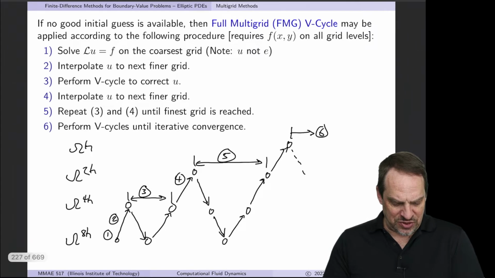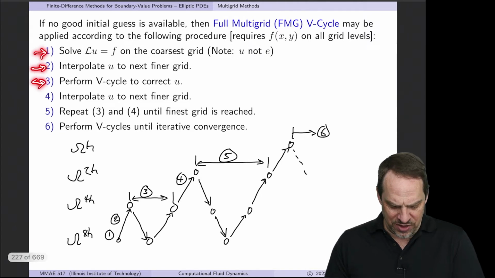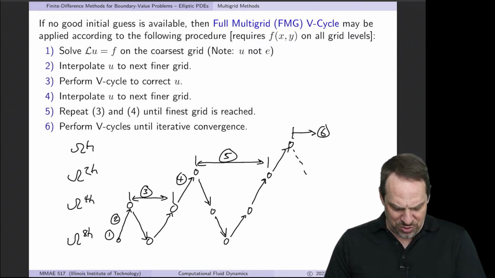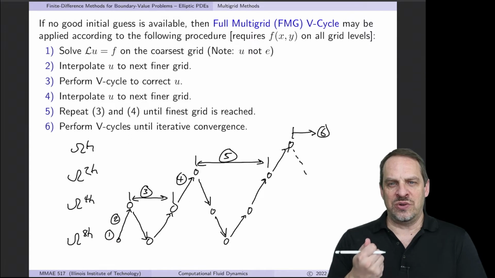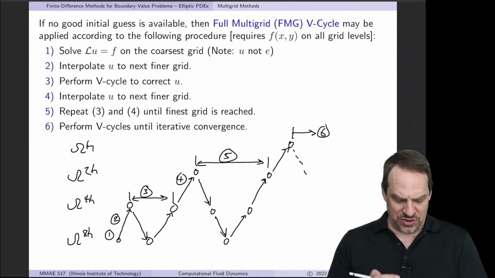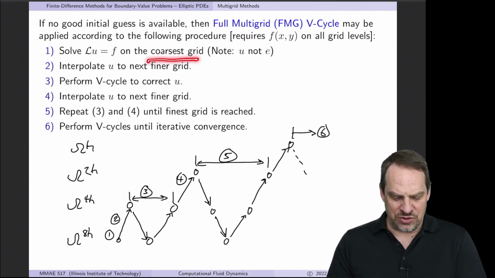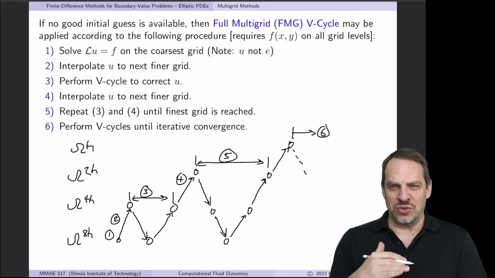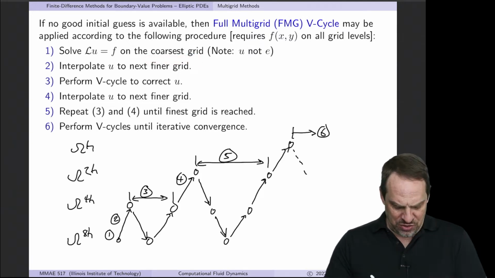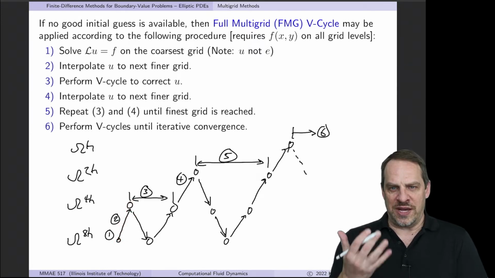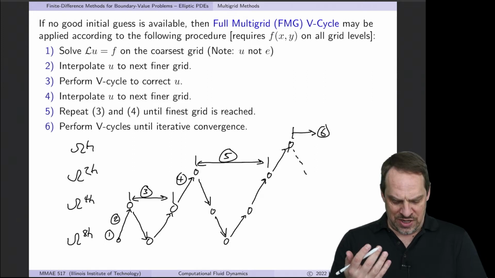So here's how it goes. You can see the steps articulated up here, and then they're illustrated down here. So let me illustrate it in the figure below. In step 1, we're going to relax on LU is equal to F, the original difference equation, on the coarsest grid. You'll notice it's U, not E. Then we take U and we interpolate it up in step 2 to the next finer grid, where we then relax again on LU is equal to F.